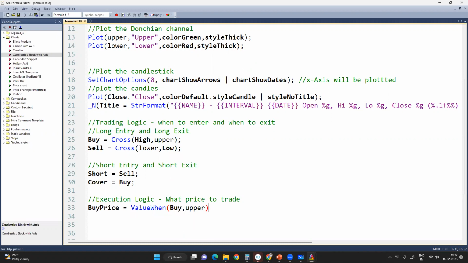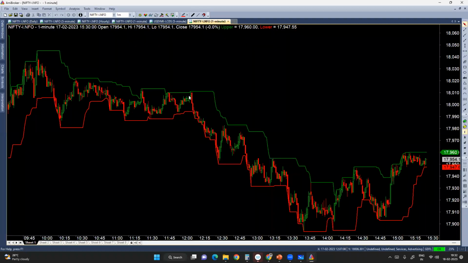So I'm not going to enter at the close of the candle. I'm not going to enter at the next bar open. I'm going to enter exactly at a certain level, right? So my level is what? Upper channel. Where is the upper channel? When the price is breaking out. So when the price is coming and attempting to break out, when the candle is breaking that level, exactly that level is what I'm going to enter. Exactly that upper channel level is what I'm going to enter.